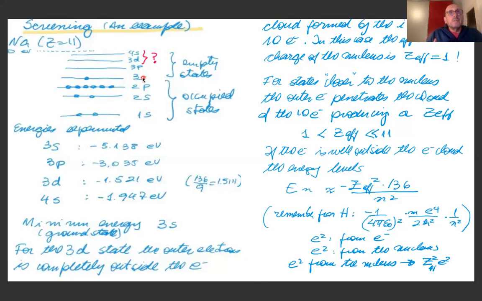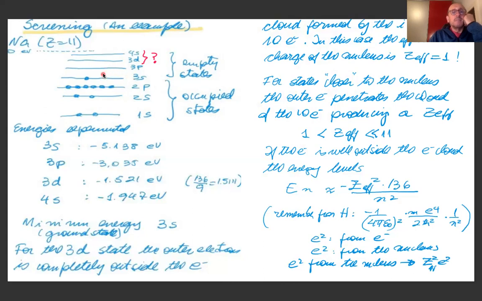So the effective charge seen by the 3s electron in the case of sodium is somewhere in between, okay? So this is a good model to start thinking of it. But in the case of sodium also, there are other excited states.